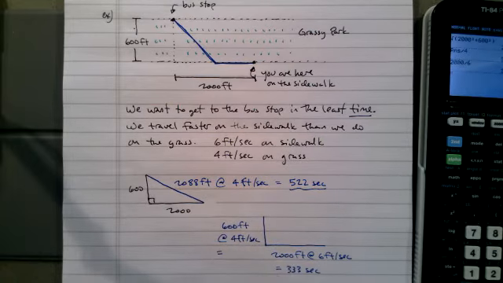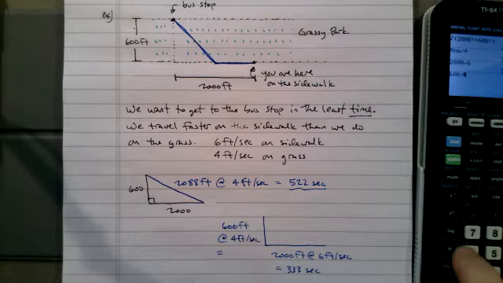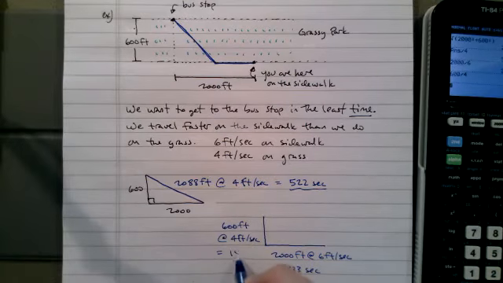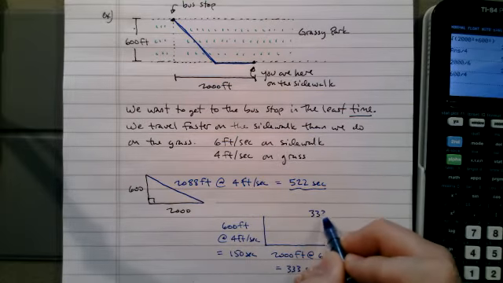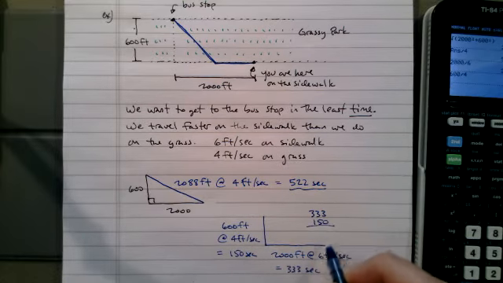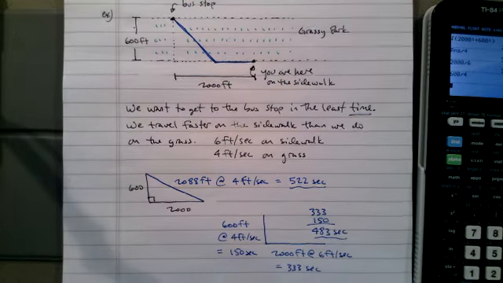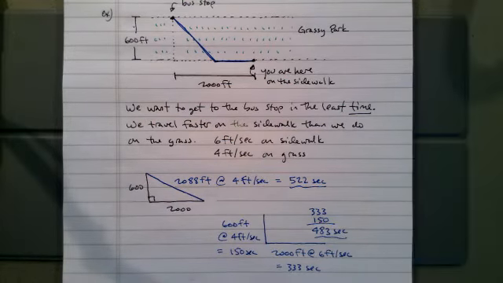So the 600 divided by 4 is 150. So 333 seconds plus 150, that's going to be 483 seconds. So it's slower to go across the grass because we're only at 4 feet per second on the grass.